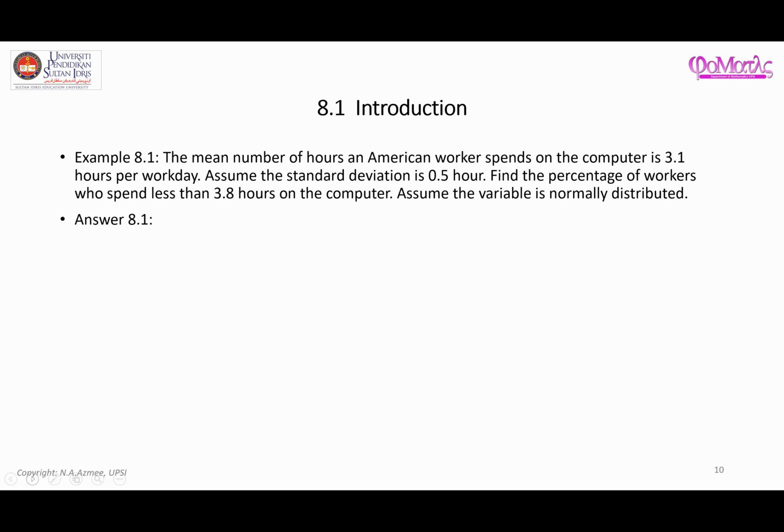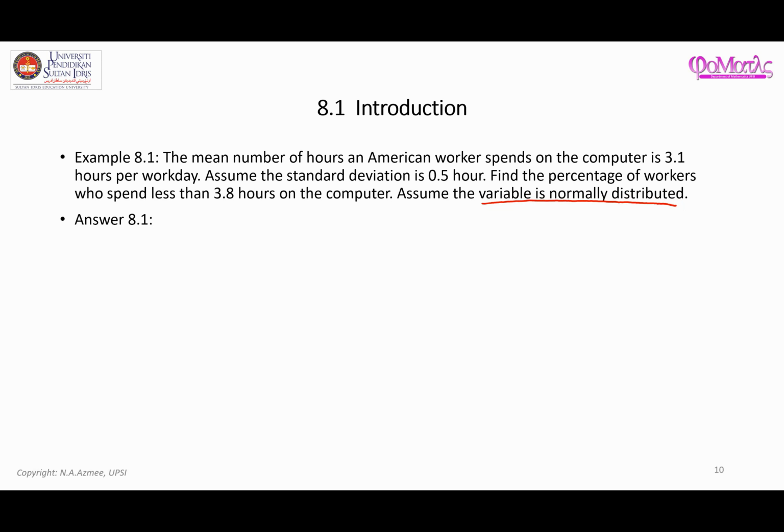Now this is an example here. The mean number of hours an American worker spends on the computer is 3.1 hours per work day. Assume the standard deviation is 0.5 hour. Find the percentage of workers who spend less than 3.8 hours on the computer. Assume the variable is normally distributed.